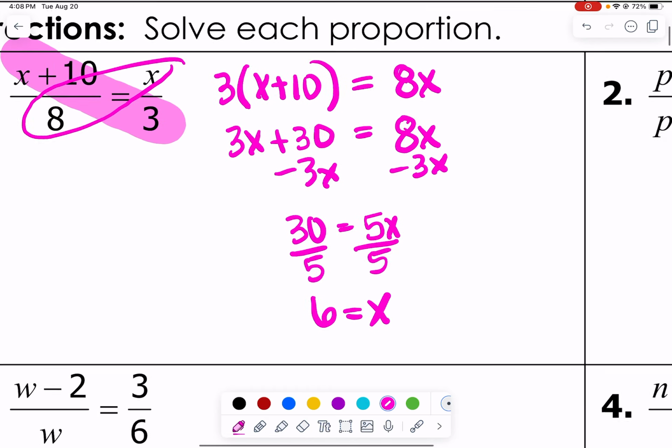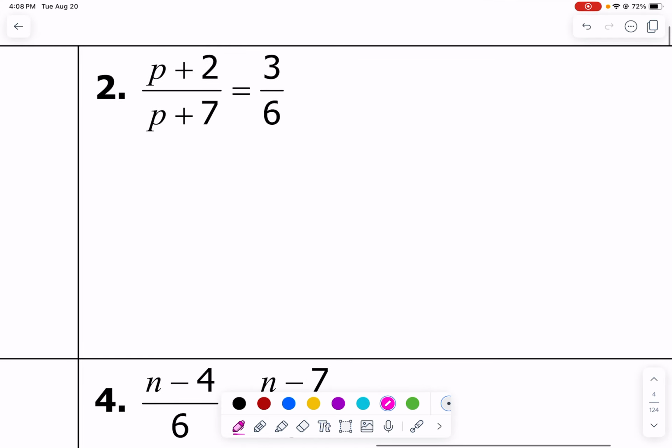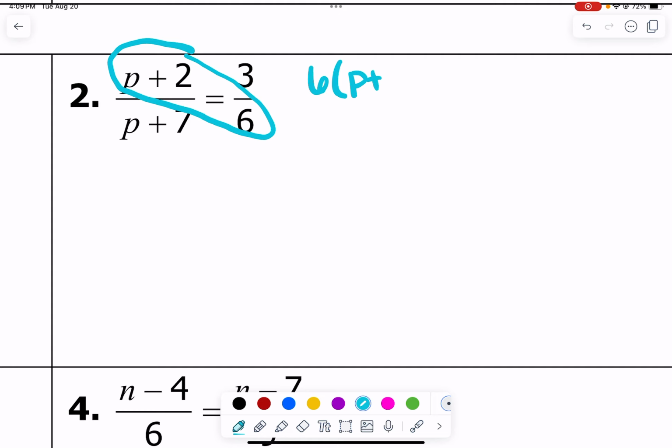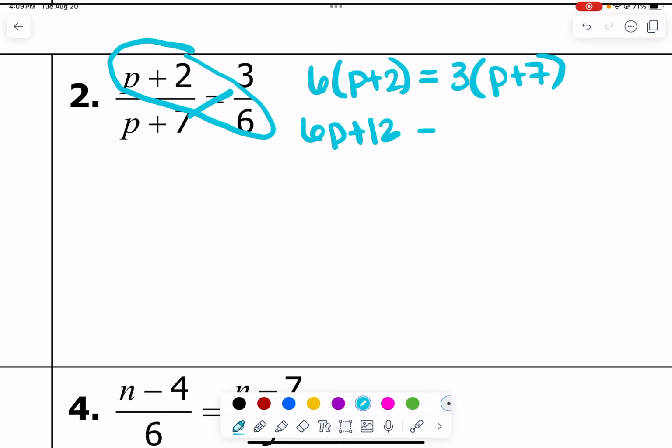Now we're going to go to number 2. So we are going to start with crossing those 2. So we will say 6 times p plus 2 equals, then we're going to do these 2. So it would be 3 times p plus 7. Distribute this, get 6p plus 12 equals 3p plus 21.